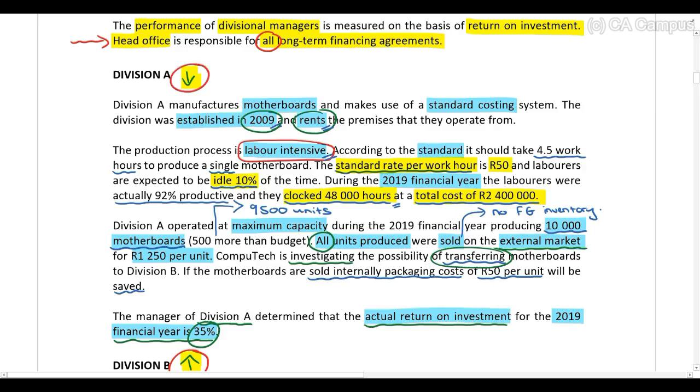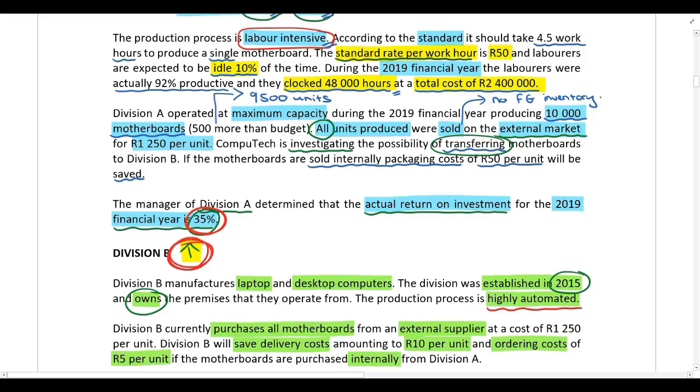Now, think about how this is going to affect the return on investment calculation. If your assets are a lot lower, then the return on investment is going to be a lot higher. On the other hand, if the assets are higher, you are dividing by a higher amount, then the return on investment is going to be a lot lower. So that's the reason why Division B has a lower return on investment than Division A.